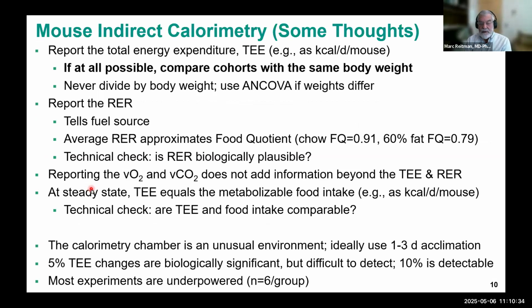The average RER should approximate the food quotient, which for chow is about 0.91. For a high-fat diet, it's about 0.79. So again, it gives you a chance to make sure that your system's working properly and the RER is biologically plausible. Another pearl is that I think reporting the VO2 and the VCO2 does not add any information beyond the TEE, the total energy expenditure, and the RER. And so I would just advocate not bothering with the O2 and the CO2, just report the TEE and RER.